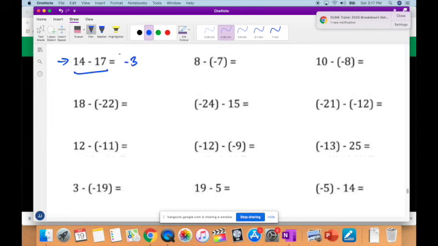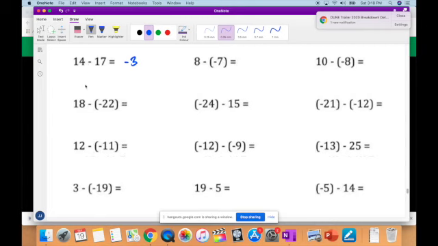Negative 3. You use your calculator. I want to know why. Because a positive and a minus is a minus. Right, so a positive and a negative is a negative. Well, kind of. But remember the rules.